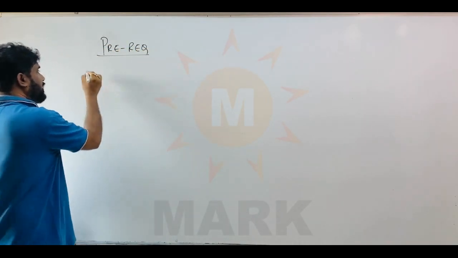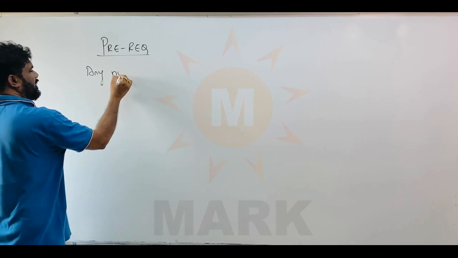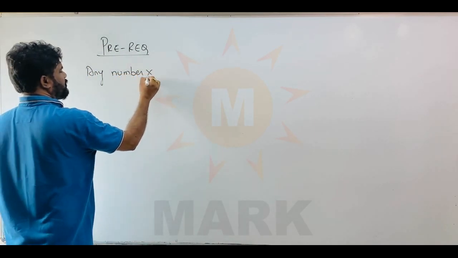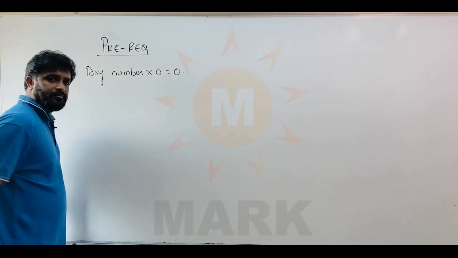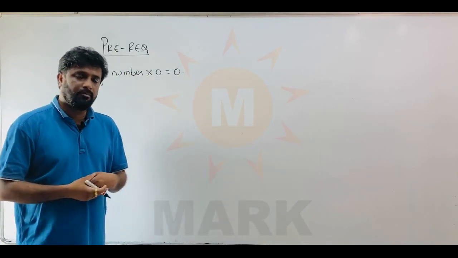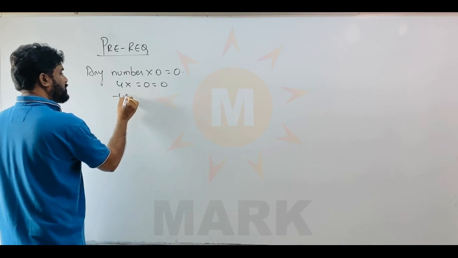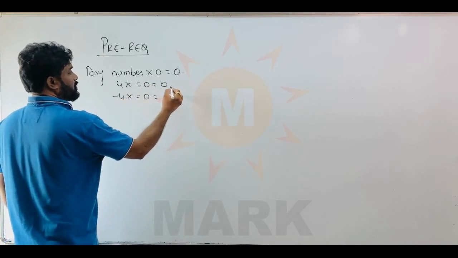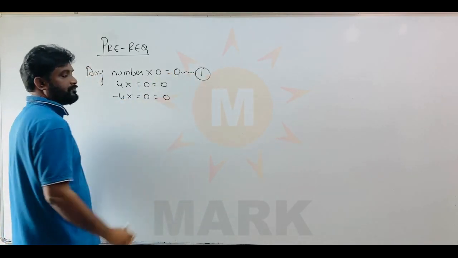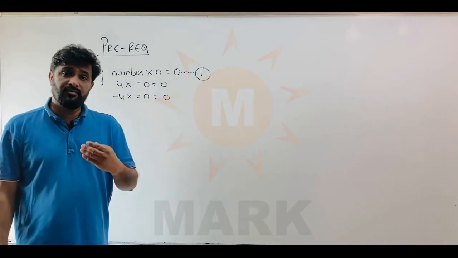First prerequisite, any number into 0 will give 0, right? Any number, negative number or positive number, any number into 0, 4 into 0 will give 0, minus 4 into 0 also will give 0. So this is prerequisite number 1. Any number into 0 will give 0 as answer.